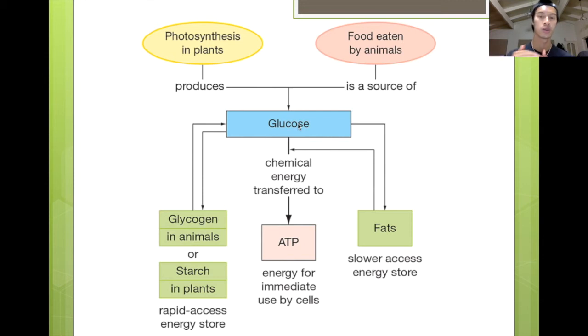The flowchart shows how our body uses ATP, and then it converts into glucose, fats, and glycogen, and back and forth, and things like that. In plants, photosynthesis will produce the glucose out of carbon dioxide and water with the help of sunlight.